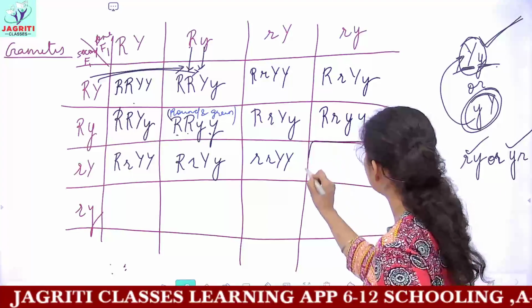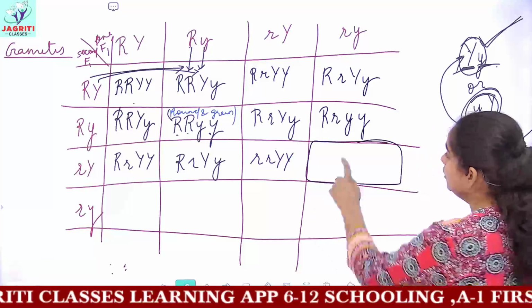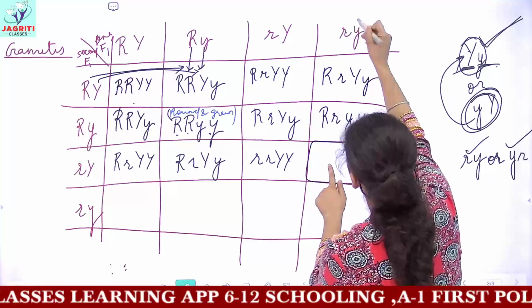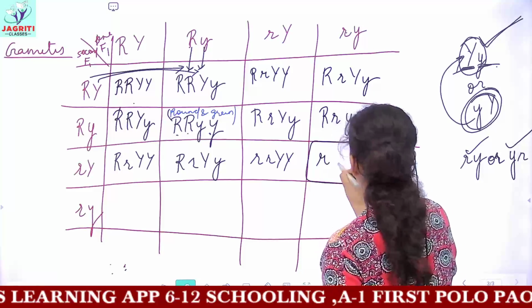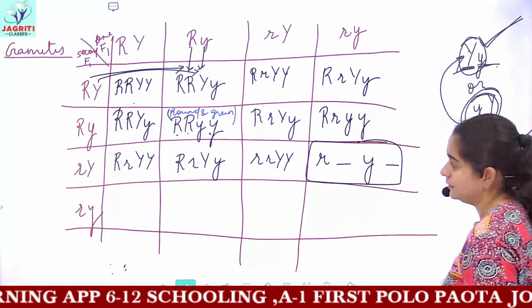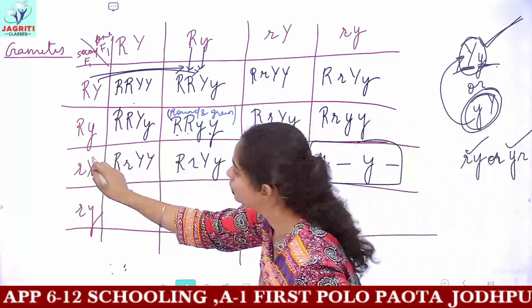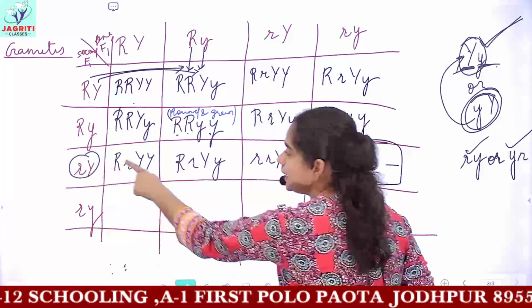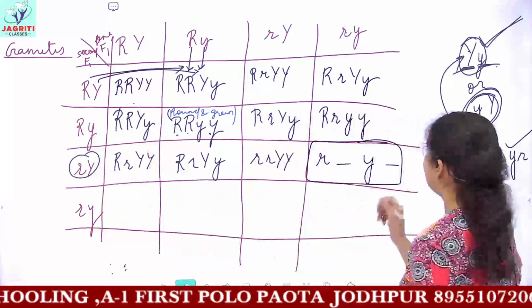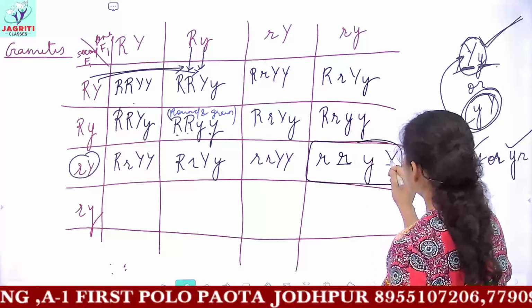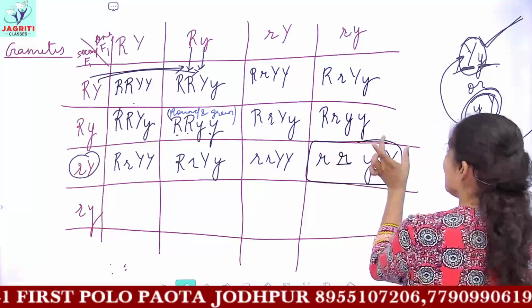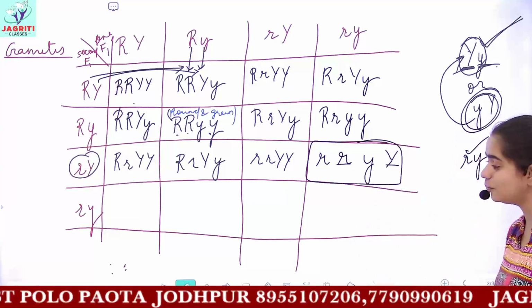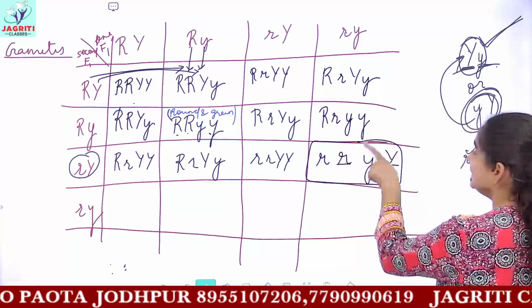Let's suppose you have to write the answer for this column. For this column, the gametes are small r, small y. So small r and small y we'll write. Then it belongs to this row. For this row, the gametes are small r and capital Y. So when you combine the gametes for the shape and for the color, you will be getting this combination. And I told you writing this is correct.